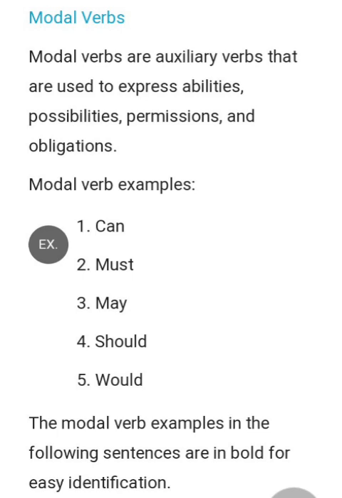Modal verbs. Modal verbs are auxiliary verbs that are used to express abilities, possibilities, permissions, and obligations. Modal verb examples: can, must, may, should, would. The modal verb examples in the following sentences are in bold for easy identification.